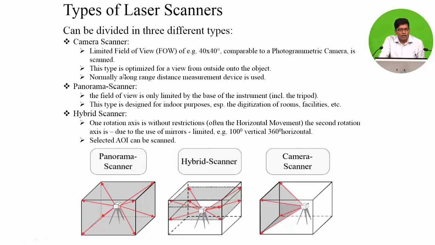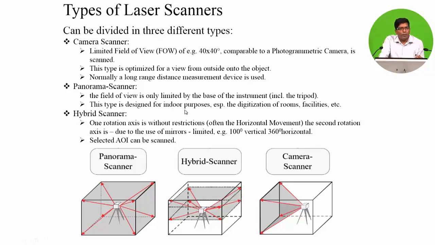much similar to our normal consumer grade cameras. These kind of laser scanners can be used for basically getting the data that is to be obtained from the outside of an object. And for such scanners, we normally go for longer ranging devices. Now coming to the panoramic scanners, where the field of view is very large when compared to the camera based, and the field of view is only limited by the base of the scanner.